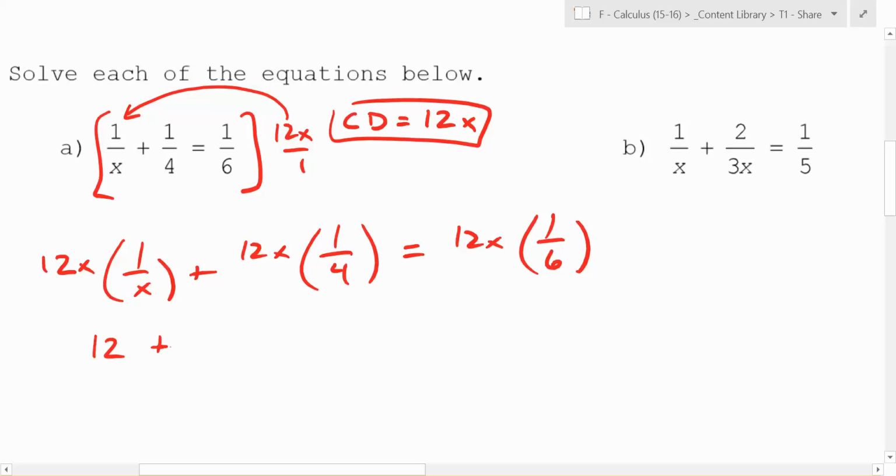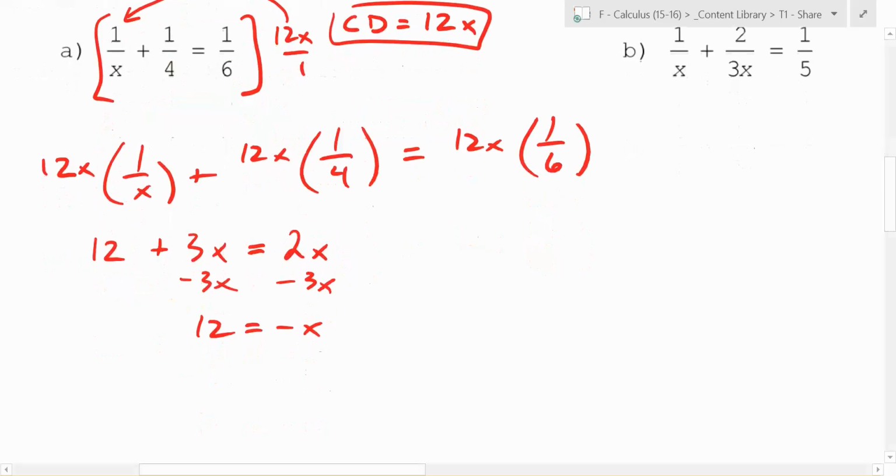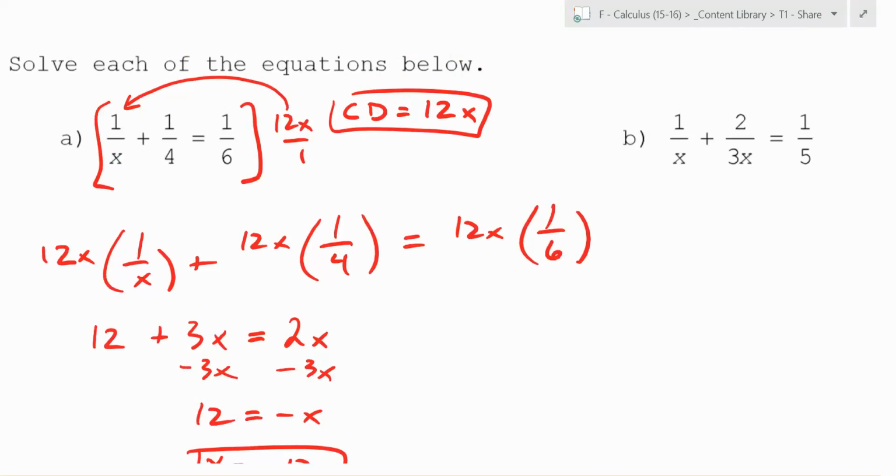Plus, what does the second term become? 3x. And what does it equal? 2x. What should I subtract from both sides? Negative 3x. Well, I'm subtracting 3x, so adding negative 3x. It's fine. So 12 is going to equal what? Well, you're going to subtract 3x from both sides, and you end up with 12 is equal to negative x. We're not quite done yet. We're almost there. What does it become? x is negative 12.